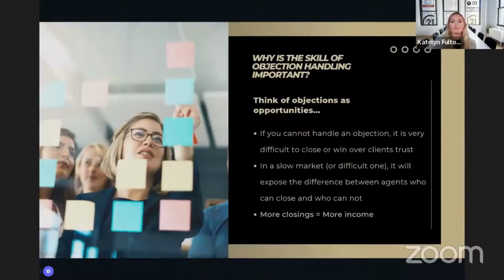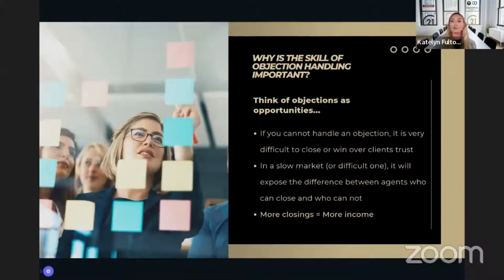So why is the skill of objection handling important? Think of your objections as opportunities. If you cannot handle an objection, it's going to be very difficult for you to close or even win over clients with their trust, because they're not going to believe you. They don't trust you. You come out not confident in your own answers. So if you can't even handle those objections that are coming at you properly, it's going to be very hard to win over trust from these people.